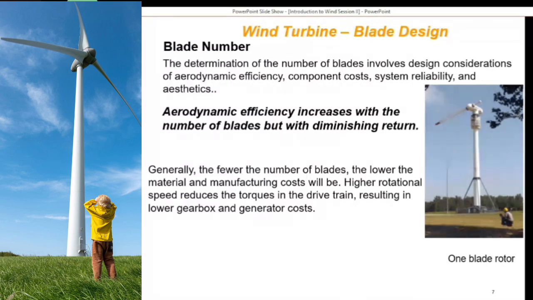Then aerodynamic efficiency increases with the number of blades, but with diminishing returns. This means the more you increase the number of blades, the more you increase the cost. Generally, the fewer the number of blades, the lower the material and manufacturing cost will be. And the higher rotational speed reduces the torque in the drive, resulting in lower gearbox and generator cost.